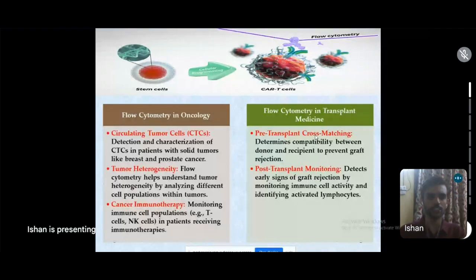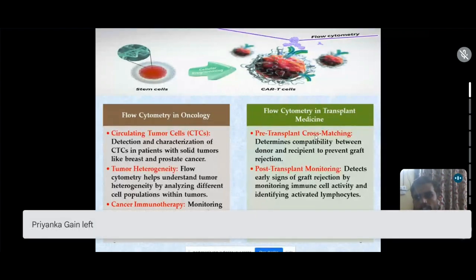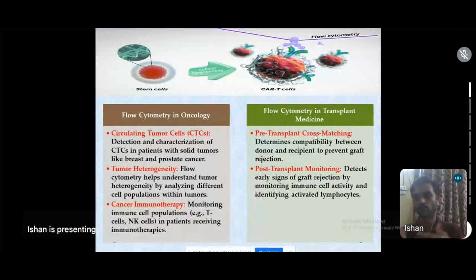One is in oncology, that is in cancer biology and cancer medicine, and the other is in transplant medicine. As I was telling you previously, if we transplant any kind of tissue, organ, or blood, or if there is a donation of any outer substance inside our body, that comes under transplant medicine. So if we talk from the left side, that is flow cytometry in oncology, circulating tumor cells.